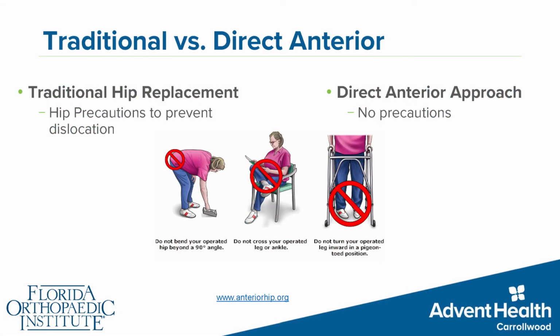When a patient has a posterior hip approach or an approach from the side, you can't bend over past a certain degree of flexion. You can't cross your legs. When you stand up from a seated position, you have to spread your legs. And if you don't, unfortunately, sometimes you can dislocate. So that's a real benefit of direct anterior total hip arthroplasty.